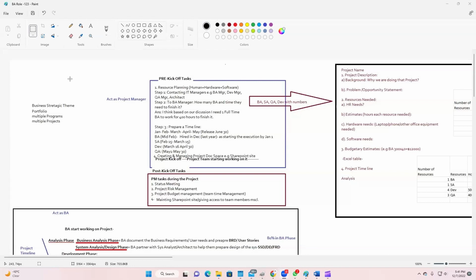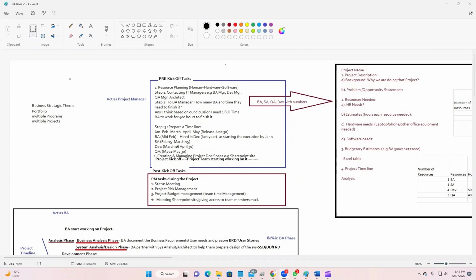So based on that software development life cycle, they prepare the timeline. We discussed the traditional waterfall methodology, where we have phases like analysis phase, design phase, development phase, and then testing phase.